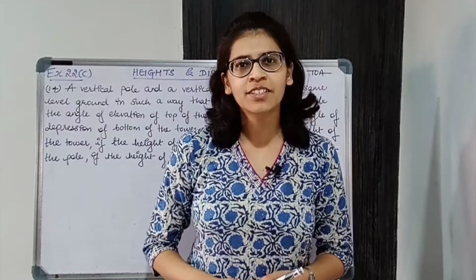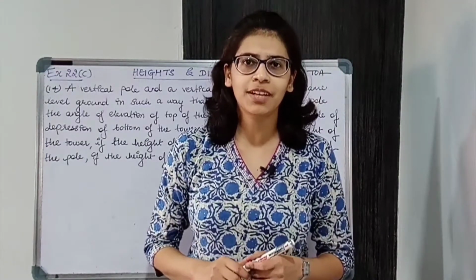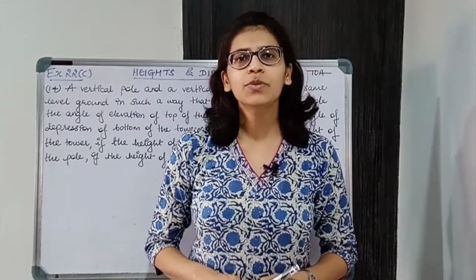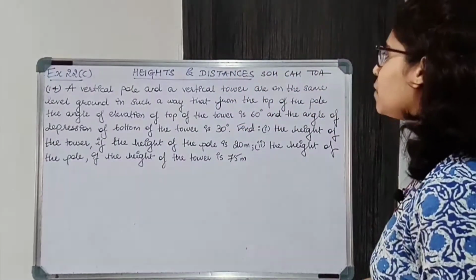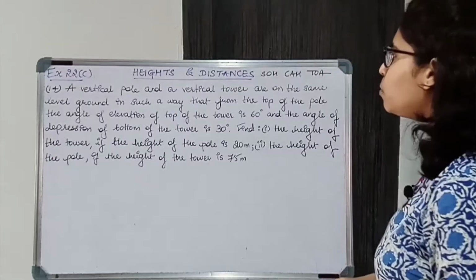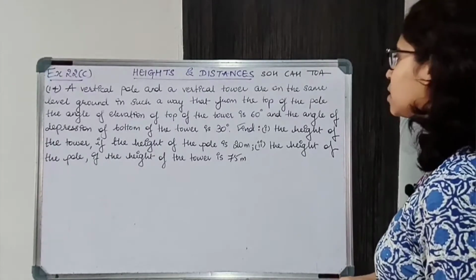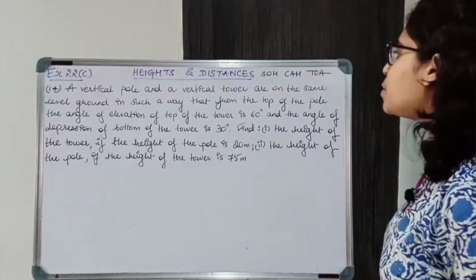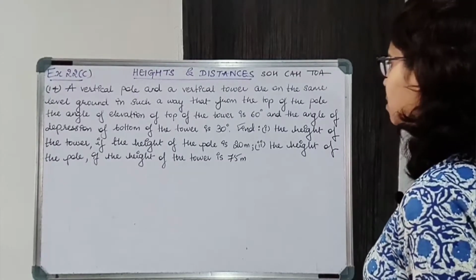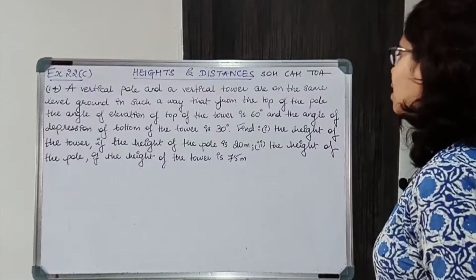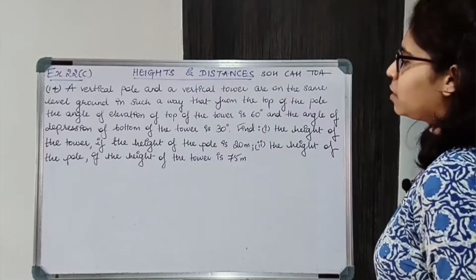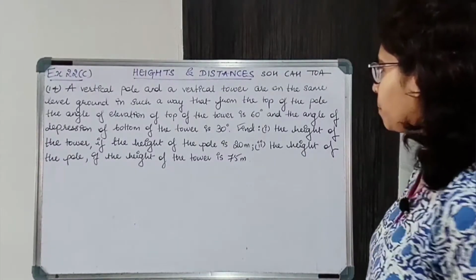In this video, we'll continue with exercise 22C from chapter Heights and Distances. Starting with question number 14: a vertical pole and a vertical tower are on the same level ground in such a way that from the top of the pole, the angle of elevation of the top of the tower is 60 degrees and the angle of depression of the bottom of the tower is 30 degrees. Find, first part, the height of the tower if the height of the pole is 20 meters. Second part, the height of the pole if the height of the tower is 75 meters.